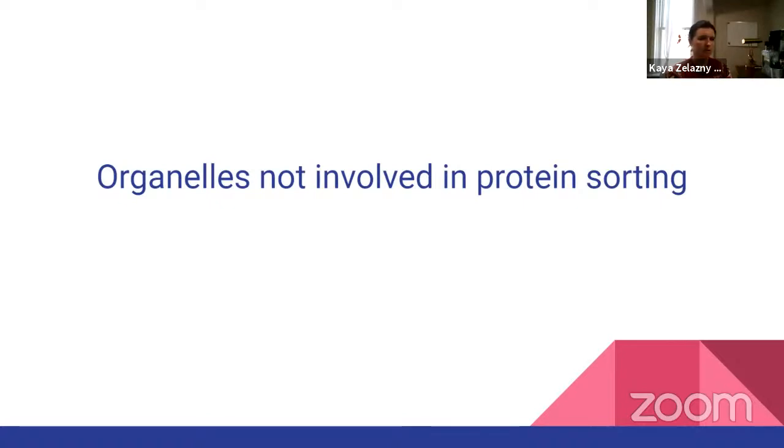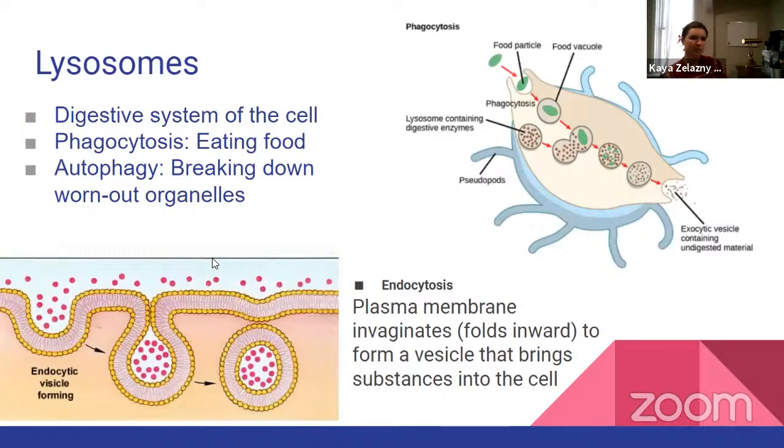But we do have some other organelles that we'll want to know about if we want to say that we know something about cell biology. So we're going to go through those now. First of which is the lysosomes. So the lysosomes basically act like the digestive system of the cell.